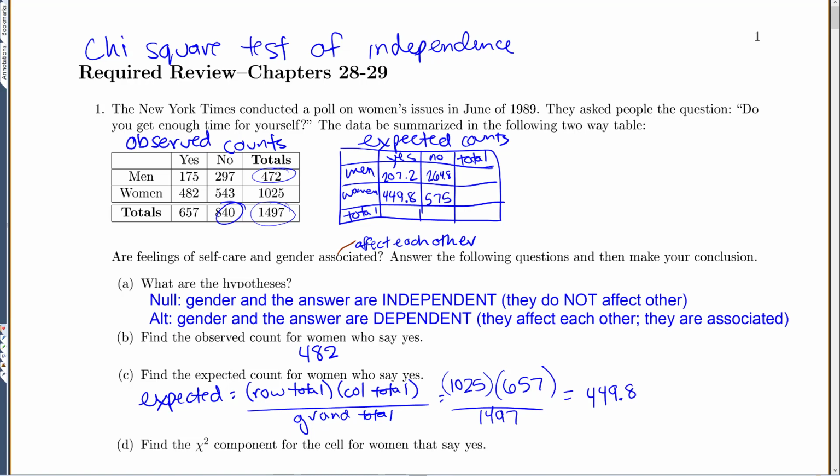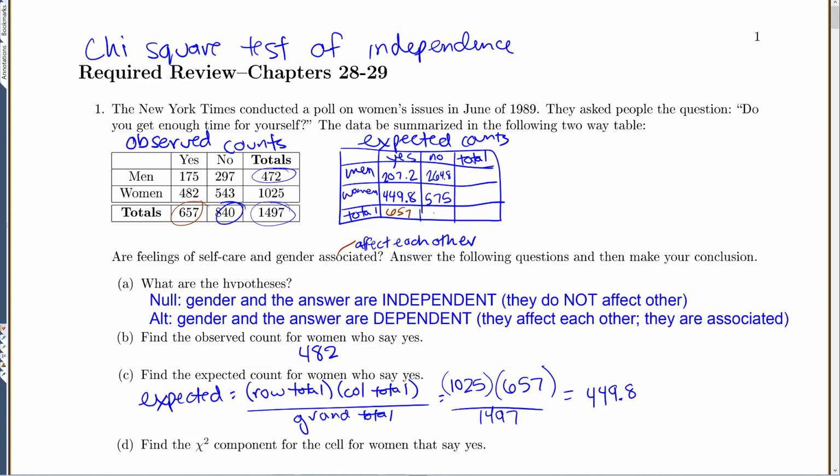Now, you don't have to do this step, but I do like double checking my work. One way you can double check your work is add up the totals. Do your totals match what you had before? They should. So 207.2 plus 449.8 gives me 657. Hey, that matches, so we're doing good. Or 264.8 plus 575.